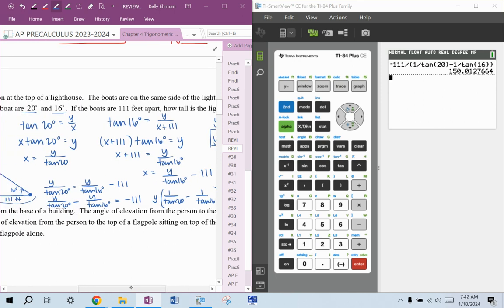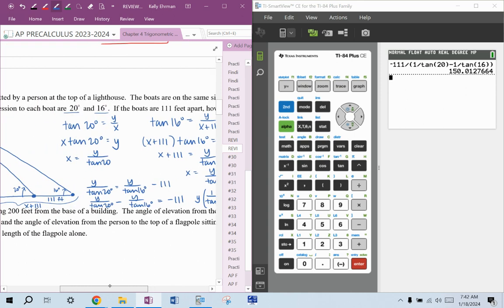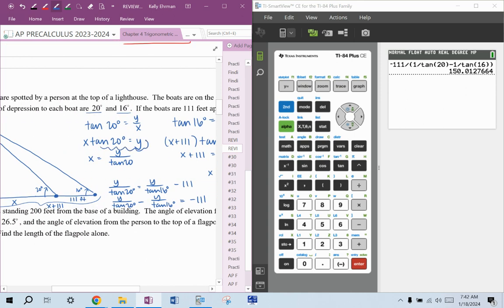If you did it the other way and you got an answer for x, you need to remember that way back here, y is equal to x times tangent 20. So if you got an answer for x, you need to multiply that answer by tangent 20, and you should get what I have exactly.